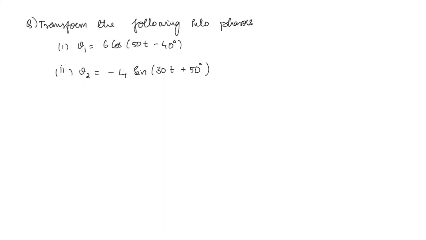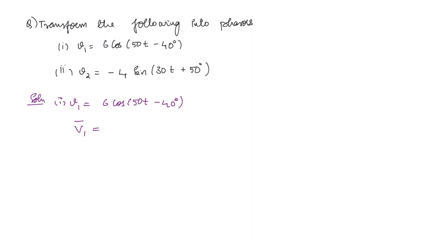So we'll do a few problems so that it will become easier for you. Transform the following into phasors. You can pause the video and first do it before seeing the solution. The first question is V1 is equal to 6 cos(50t − 40 degrees). This is pretty straightforward.